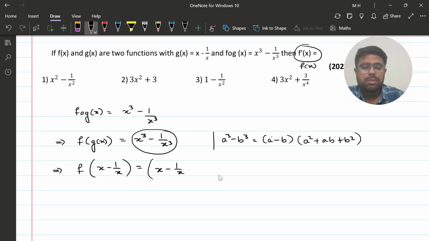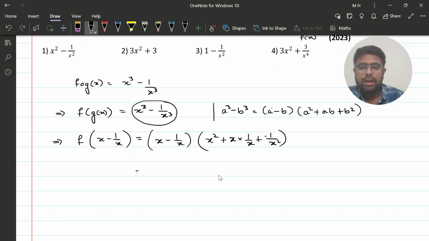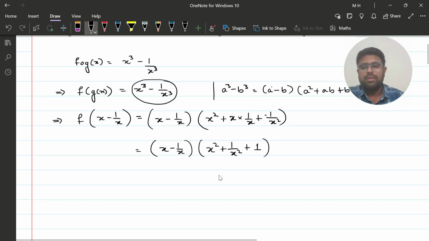Here a minus b is x minus 1 by x, into a square, which is x square, plus ab, which is x into 1 by x, plus b square, which is 1 by x square. So this will be equal to x minus 1 by x into x square plus 1 by x square plus 1. Fine. So now you can see f of x minus 1 by x is equal to this.